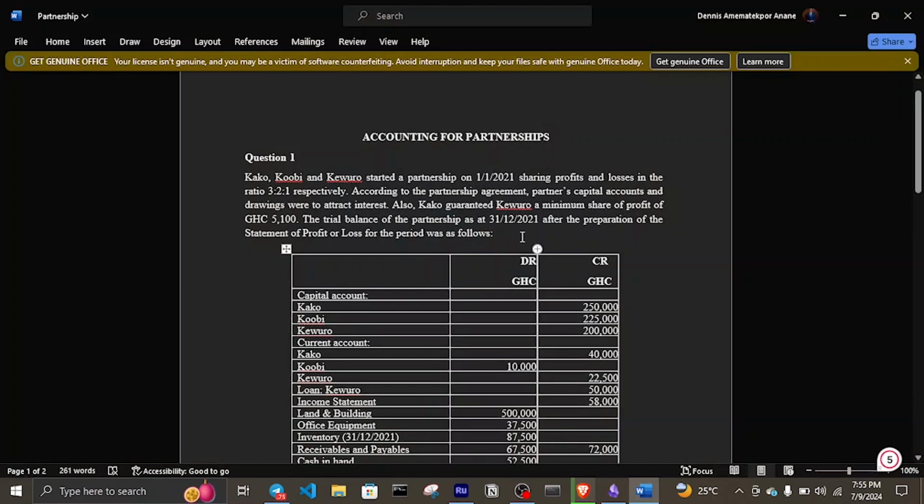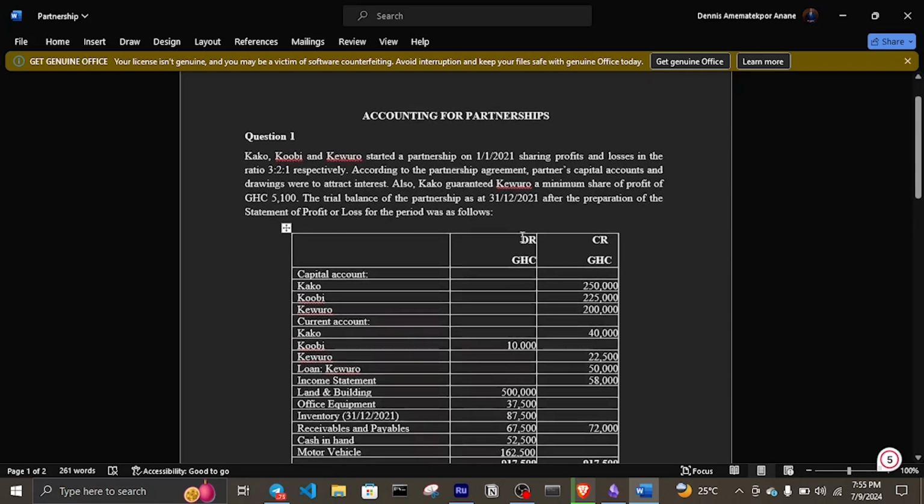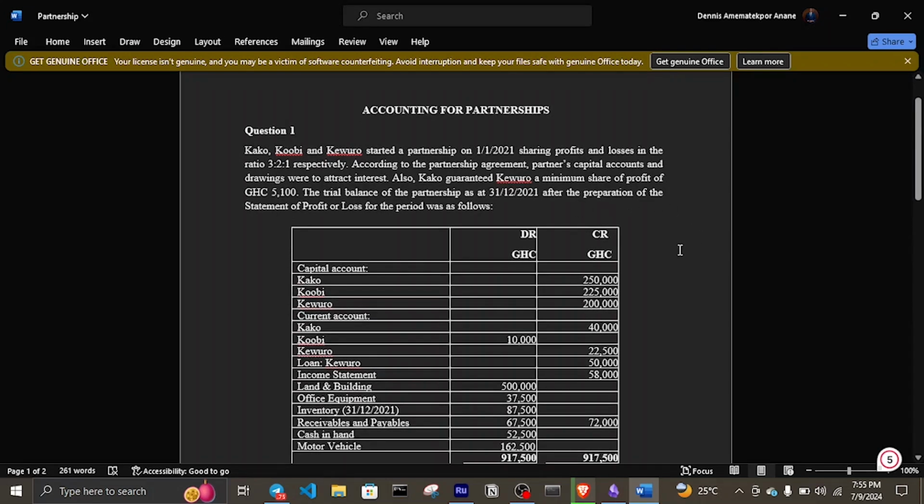Accounting for partnerships. Kako, Kobe, and Kiro started a partnership on 1st of January 2021, sharing profits and losses in the ratio 3:1 respectively. According to the partnership agreement, partners' capital accounts and drawings were to attract interest. Also, Kako guaranteed Kiro a minimum share of profit of 5,100 Ghana cedis. The trial balance of the partnership as at 31st December 2021 after the preparation of the statement of profit or loss for the period was as follows.